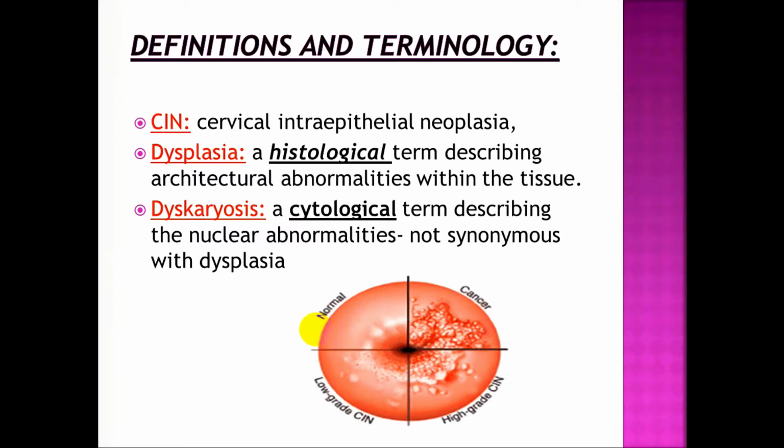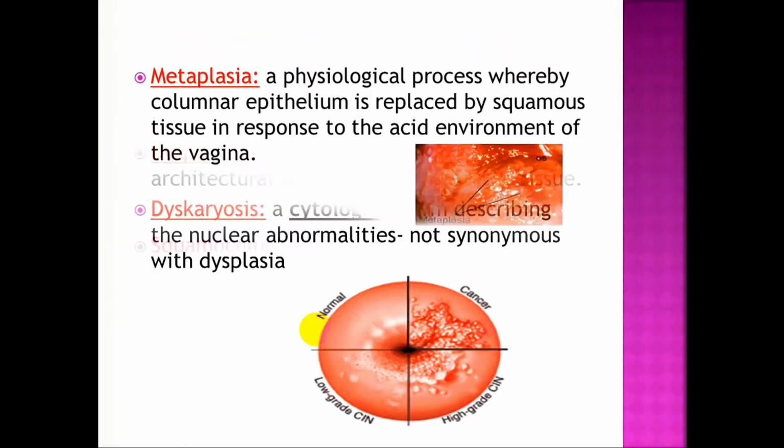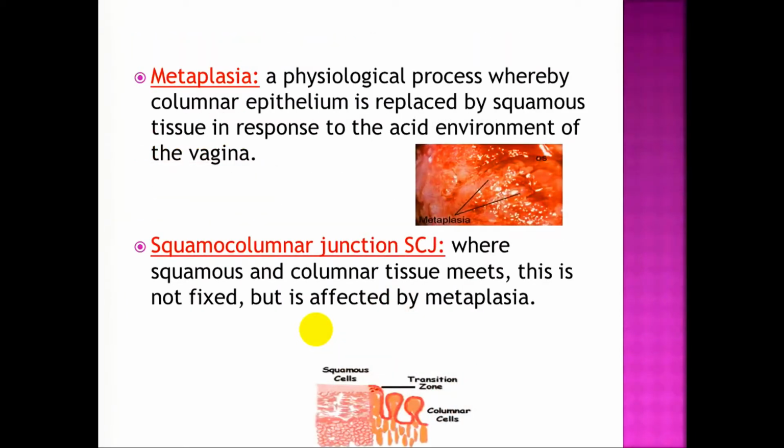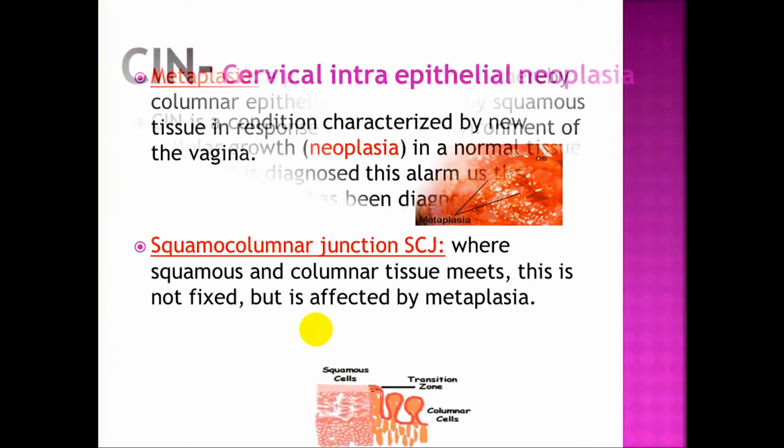Dysplasia is a histological term describing architectural abnormalities within the tissue. Dyskaryosis is a cytological term describing nuclear abnormalities, not synonymous with dysplasia. Metaplasia is a physiological process whereby columnar epithelium is replaced by squamous tissue in response to the acid environment of the vagina. The squamo-columnar junction is where squamous and columnar tissue meet. This is not fixed but is affected by metaplasia.